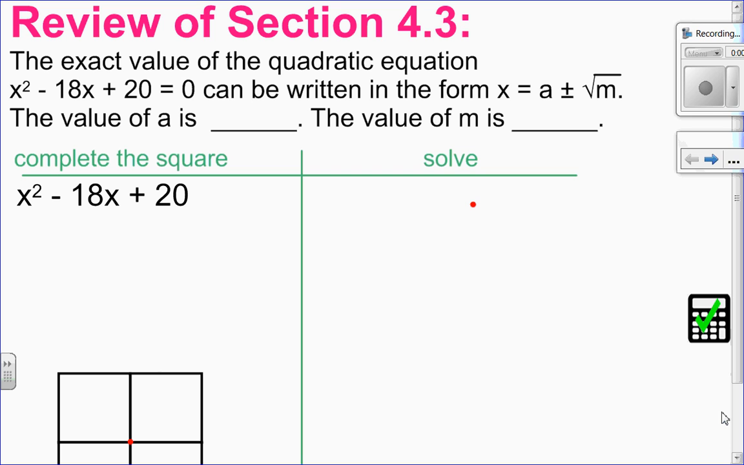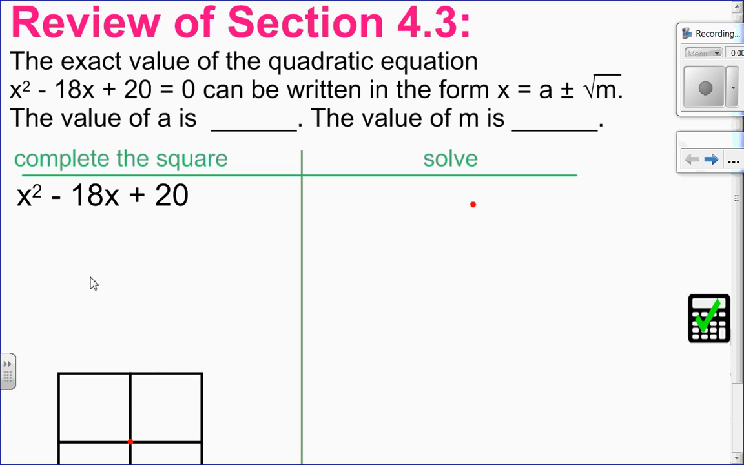Before we get into that, I just want to review with you completing the square with this numeric response question. So I want to find the exact value solution to x squared minus 18x plus 20. So first thing I hope you notice, this cannot be factored. So that's why we're completing the square.